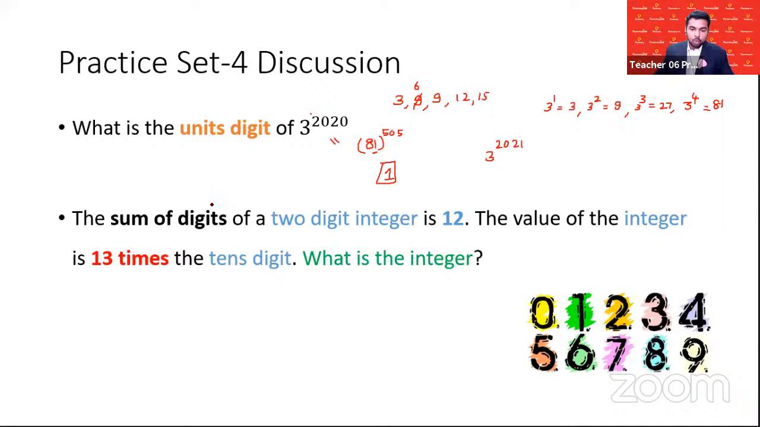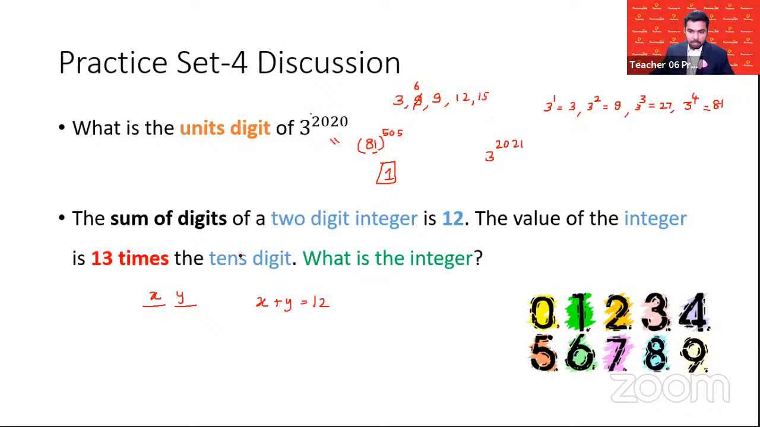The sum of the digits of a 2-digit integer is 12, and the value of the integer is 13 times the tens digit. So you have to find the integer. You have some 2-digit integer. It's not the digit sum, it's the sum of digits. So you can call this number xy, where x is in the tens place and y is in the units place. So what you're given is x plus y is 12.